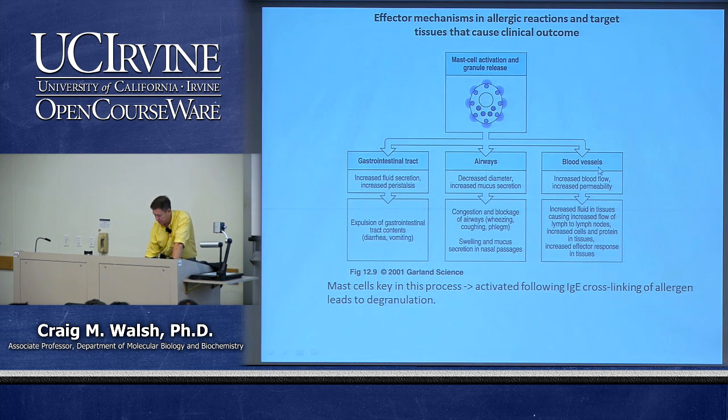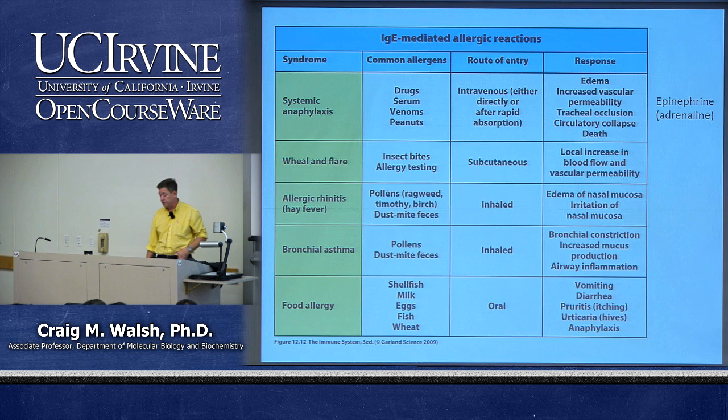And as we'll talk about in a little bit, that's kind of a problem in terms of anaphylaxis. But again, the key is that you need to have these mast cells, and they're getting activated by the allergen cross-linking the IgE antibodies.